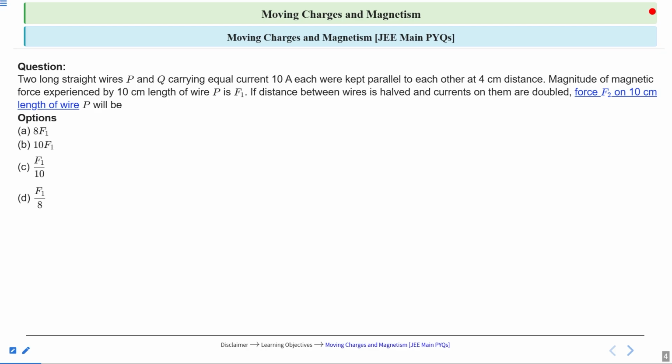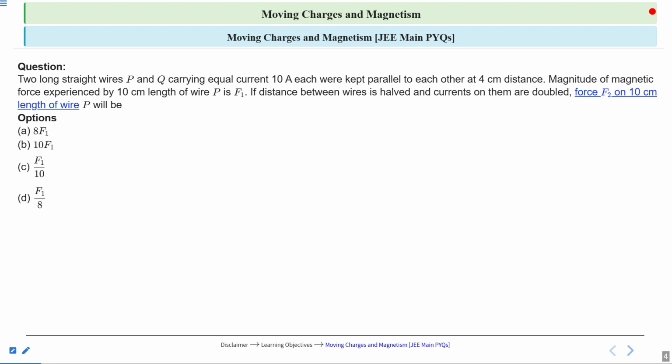Now we are going to determine the force experienced by 10 centimeter length of wire. So we will multiply it with the length of the wire also, so multiply it with 10 centimeter. Firstly we will calculate the force per unit length, then we will multiply it with the length, or initially we will multiply the formula with the length.